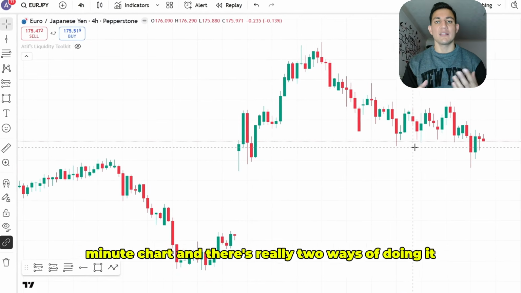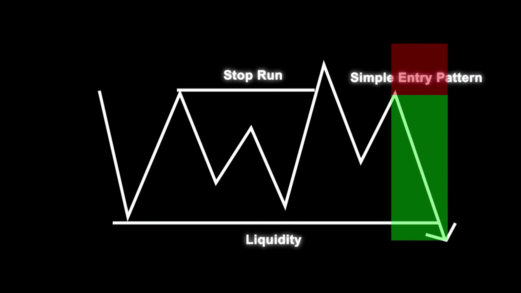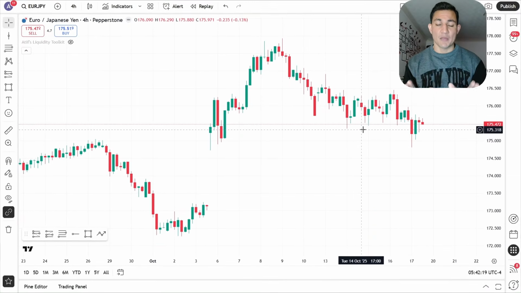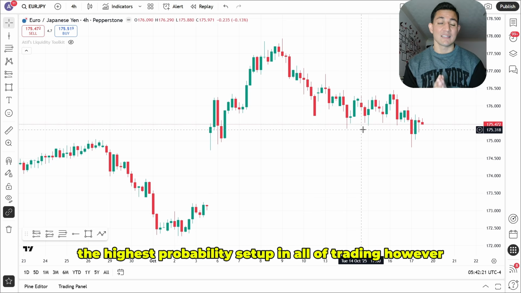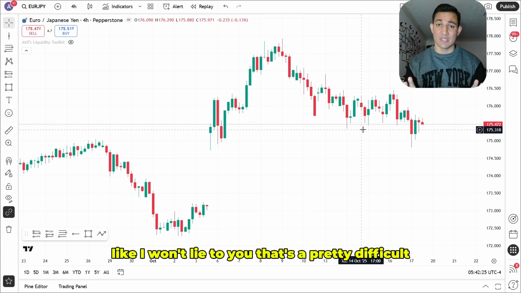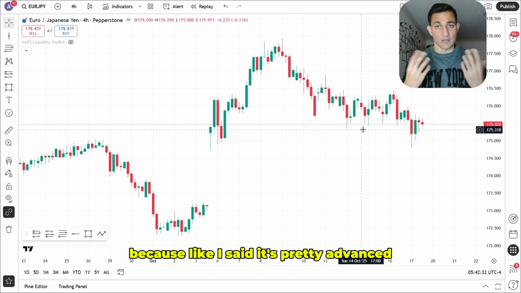So I'm going to show you how you can use the 4 hour and 15 minute chart. And there's really two ways of doing it. Number one is a liquidity based approach, right? You look for liquidity on the 4 hour chart, you wait for a sweep on the 15 minute chart, and then you look for your entries. Now that trading strategy right there is by far, hands down, the highest probability setup in all of trading. However, it is pretty difficult. I won't lie to you, that's a pretty advanced trading strategy. Now I'm not going to talk about that one in this video because, like I said, it's pretty advanced.